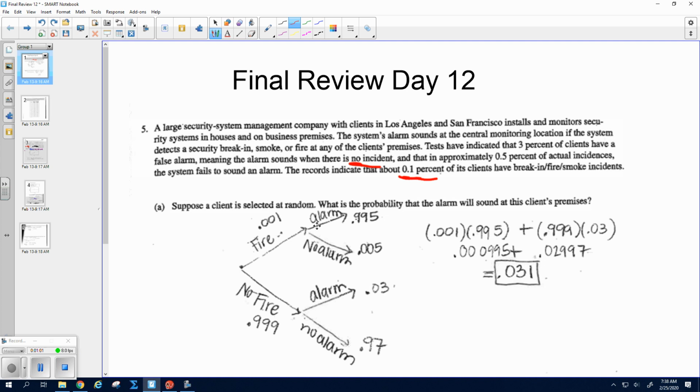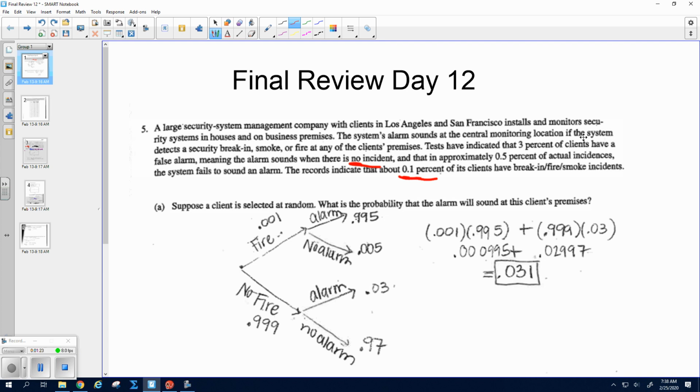And then from there, we have alarm, no alarm. So 3% have a false alarm here. Oh, wait, so that's on the no fire, would be a false alarm. And so this should be 0.999, 1 minus that. And that'd be 0.03. So that means no alarm is 0.97.